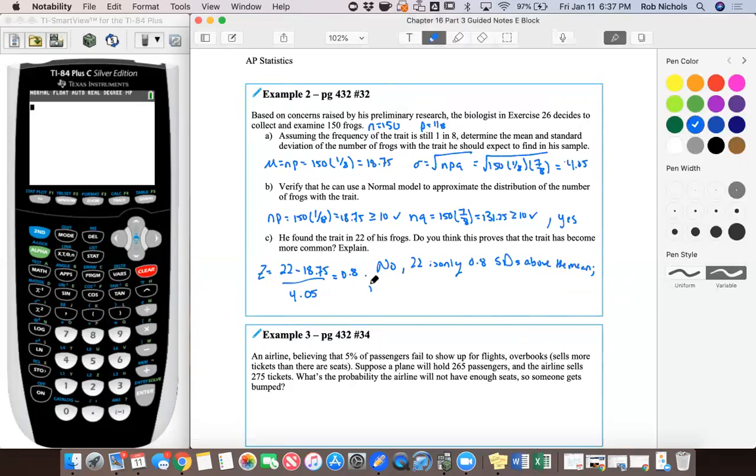Okay, it's not unlikely that this could happen as a result of natural sampling variability.